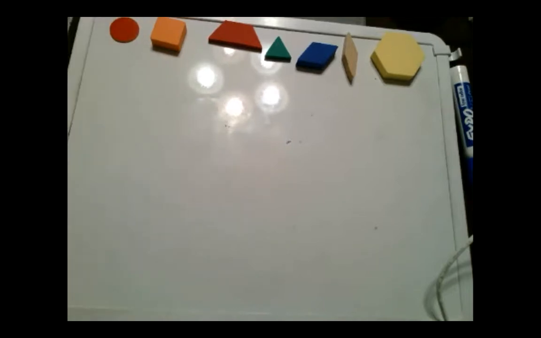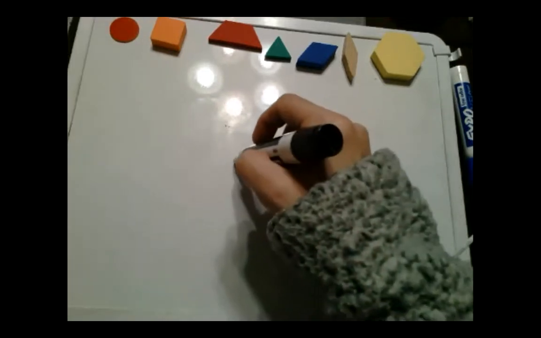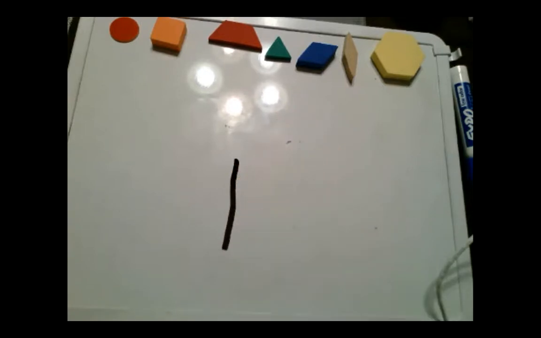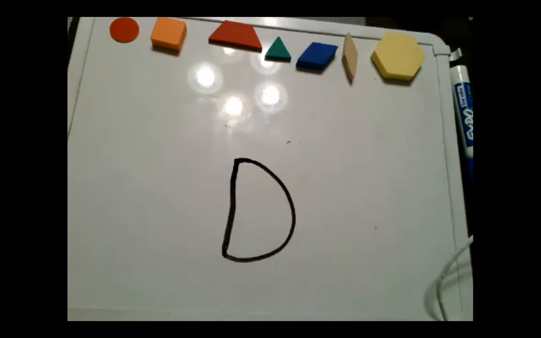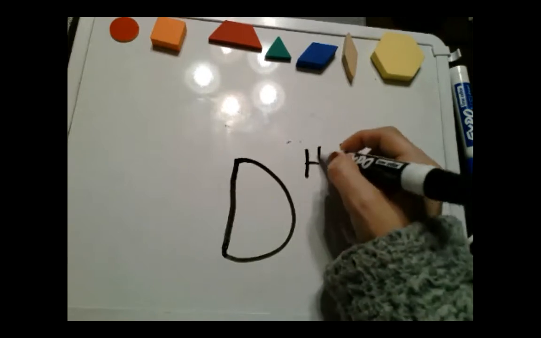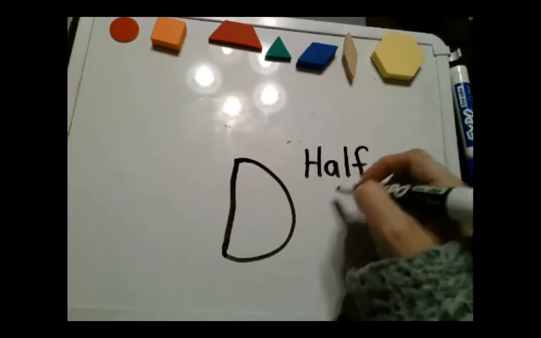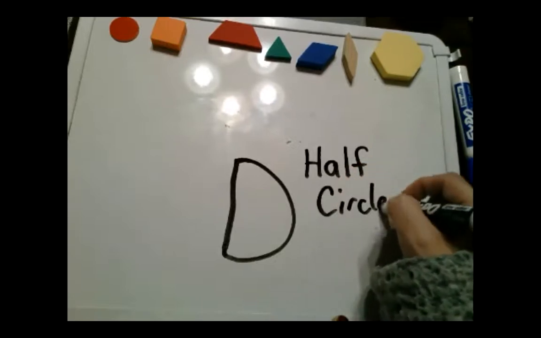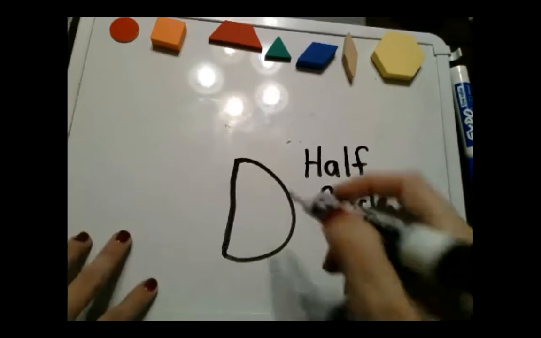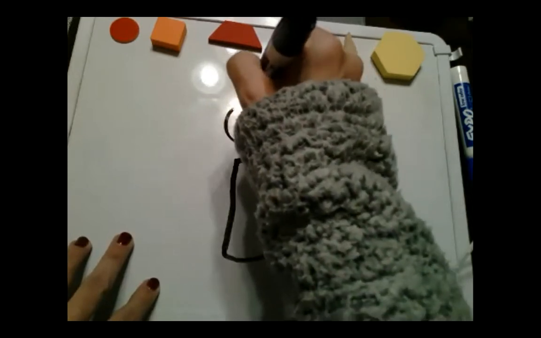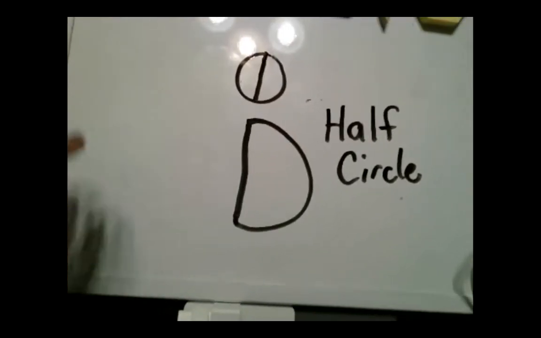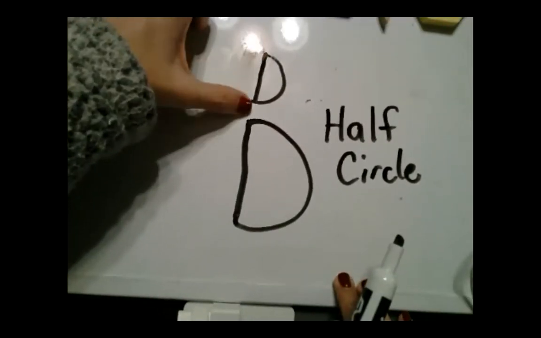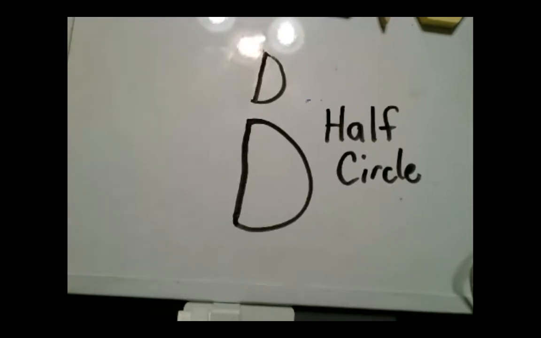Now here is a special shape. It starts with a straight line. It has one curve. This is what we call a half circle. A half circle is basically a circle that has been cut in half. And we have erased that side of the circle.